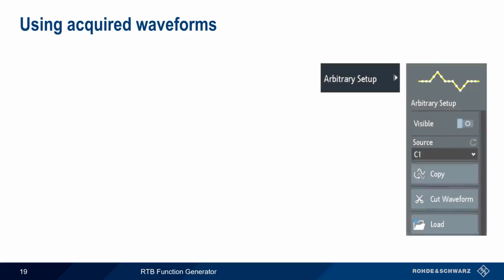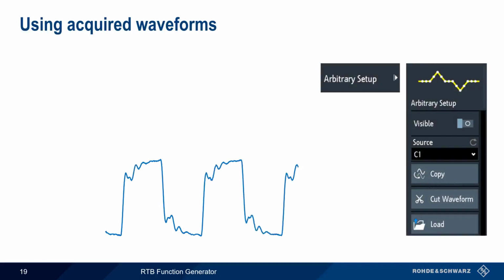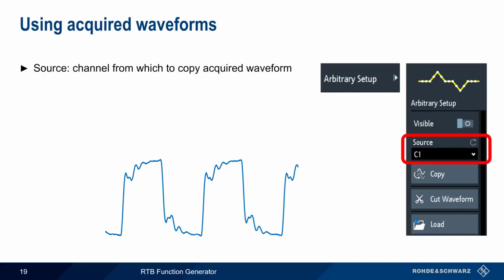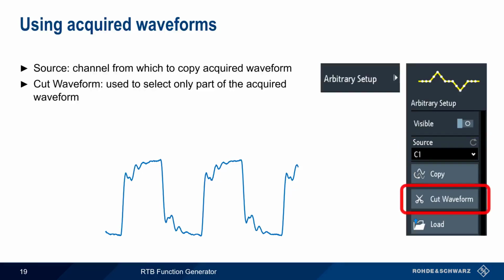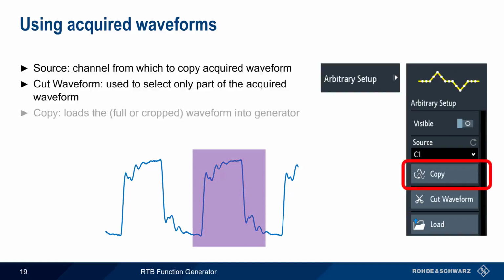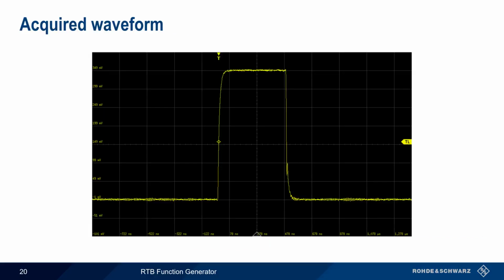The arbitrary setup menu is used to create an arbitrary waveform from an acquired waveform. Source is used to select the channel from which to copy the acquired waveform. Cut waveform is used if we want to select only part of the acquired waveform, and copy is used to load the full or cropped waveform into the generator. Let's go through this process step by step. We'll start by acquiring or capturing a waveform. This is usually done using a single triggered acquisition.